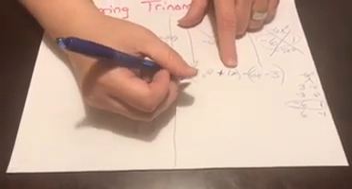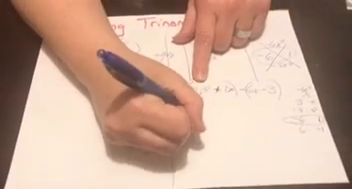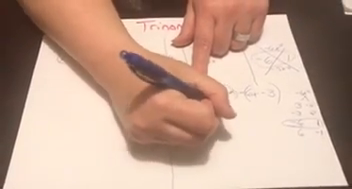Okay, now what we're going to do is group. You're going to group the first 2 together and the last 2 together. Okay, you're going to look at the first 2. What do they both have in common? Well, they both have in common an x. So we're going to take an x out. When you take the x out, you're left with 2x plus 1.